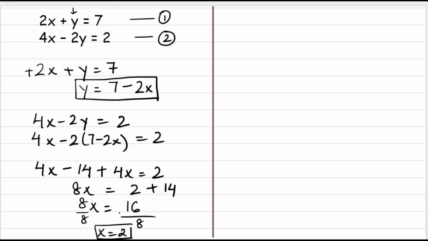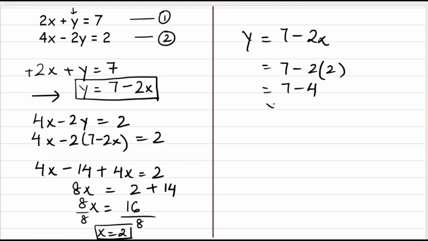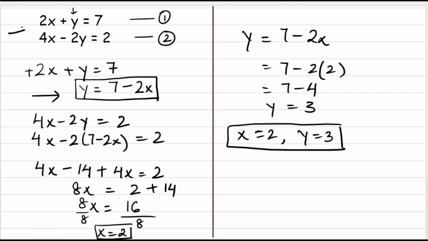Put this x equals 2 in either of the original equations, or you can put this in the expression for y as well. My preferred method is always to put it in the expression of y. It's already solved, yes? So, put x equals 2 in y equals 7 minus 2x. So, it gives me 7 minus, x value is 2, so 2 times 2, 7 minus 4, and y comes out to be 3. So x equals 2 and y equals 3 is the solution of this system of equations.